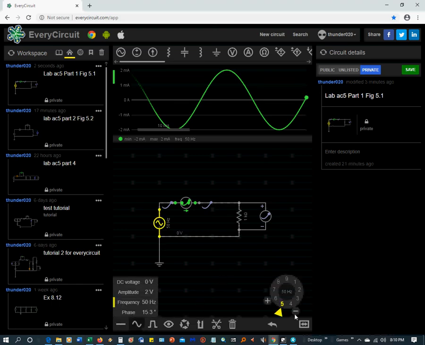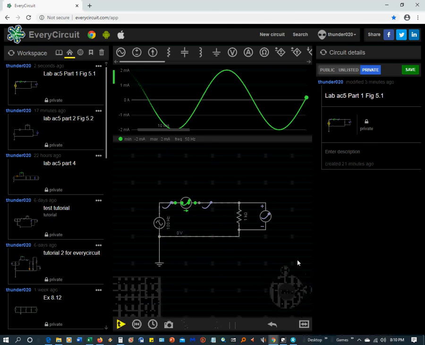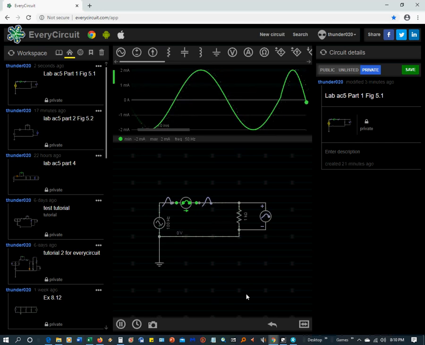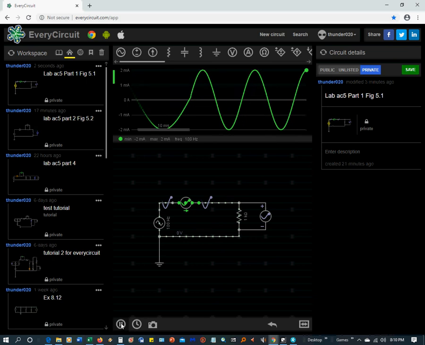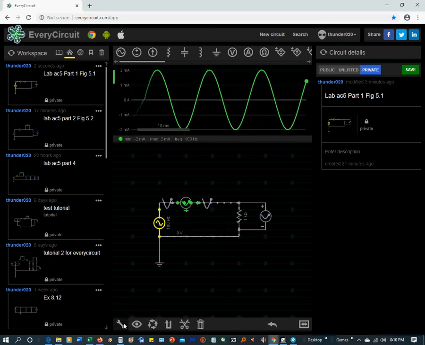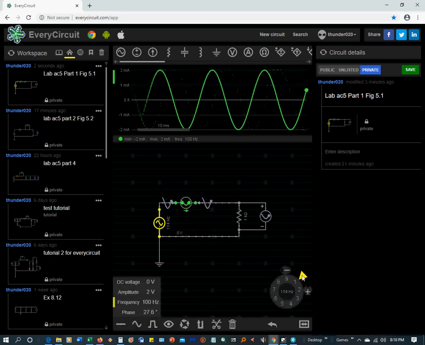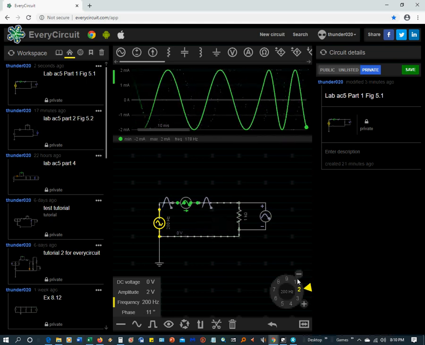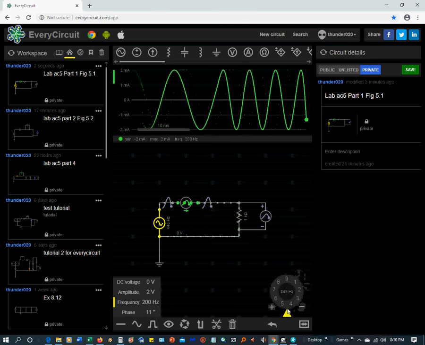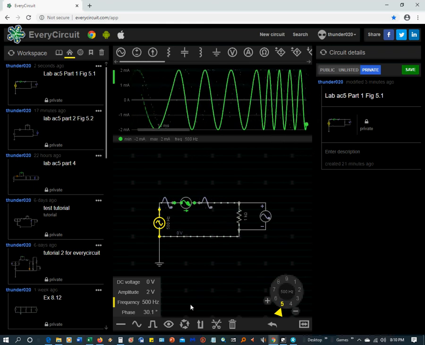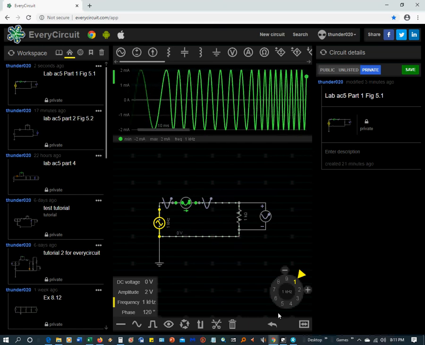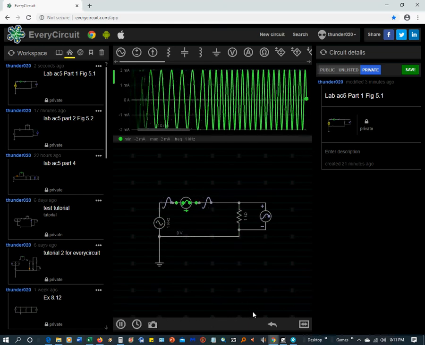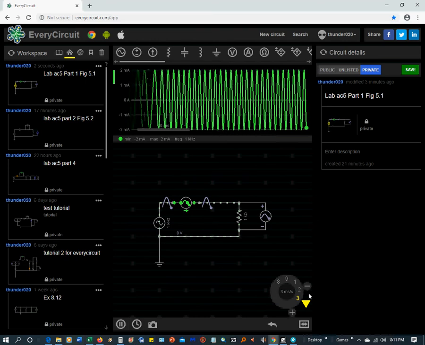So we're going to change this to 100 hertz. Play it again. And you can see it's still the same current. Then I'm going to change this again to, what was the next value? 200 hertz. That's the same current. So I'm going to go to 500 hertz. Same current. I'm going to go to 1000 hertz. Same current.